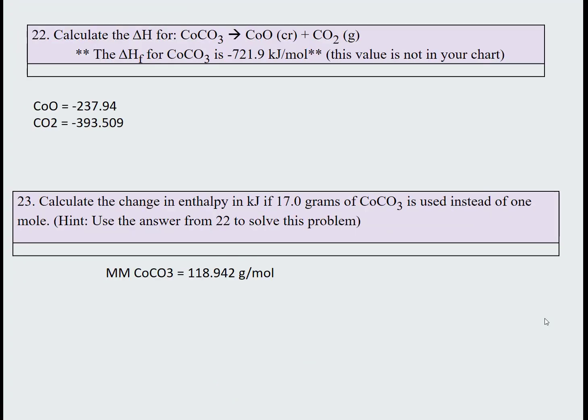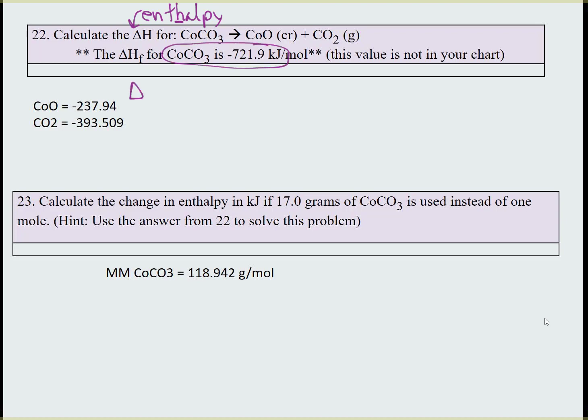All right, let's do this one. It says calculate the delta H. So this is the enthalpy. So remember, enthalpy has an H right there in the middle. If it was entropy, that is a delta S. But we're given this formula right here. So we're going to look up each of these values. And one of the values is not on your chart. It's given to you right here.